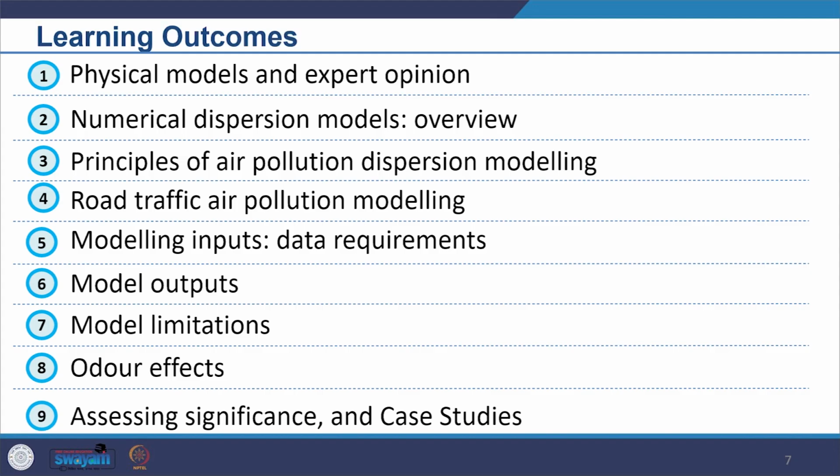So accordingly, the expected learning outcomes are that you should be able to review the purpose, and you should be able to identify and choose which method to use, such as the physical model, or whether you need to have expert opinion, or you need to look at numerical dispersion models. Further, you should be able to review the underlying principles of air pollution dispersion modeling. You should be able to list road traffic air pollution modeling tools which are available to you.